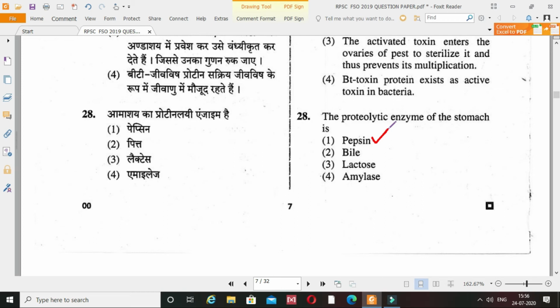Alpha amylase is called ptyalin. It is usually seen in saliva and is produced by the salivary glands. Pancreatic amylase is produced by the pancreas and acts in the small intestine.